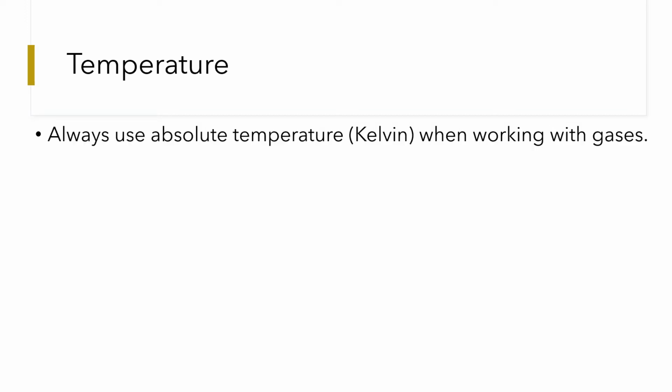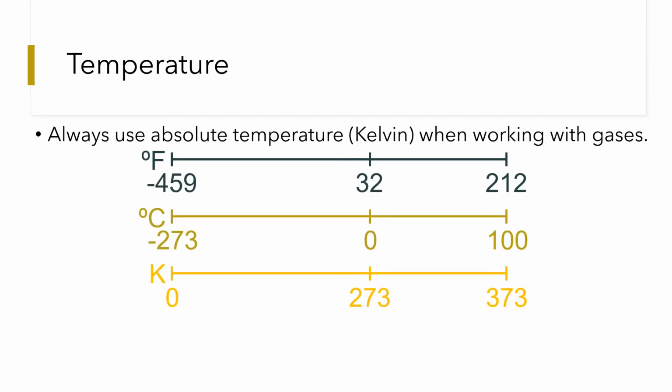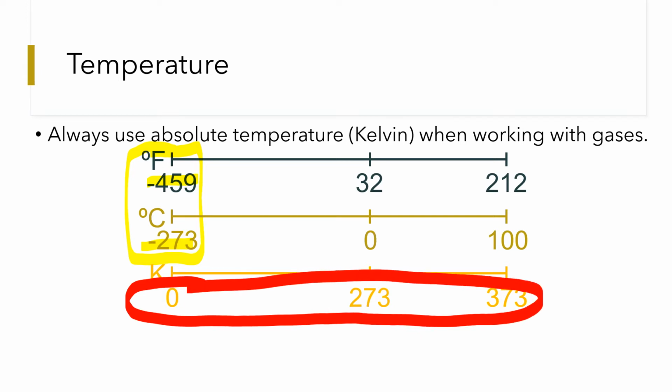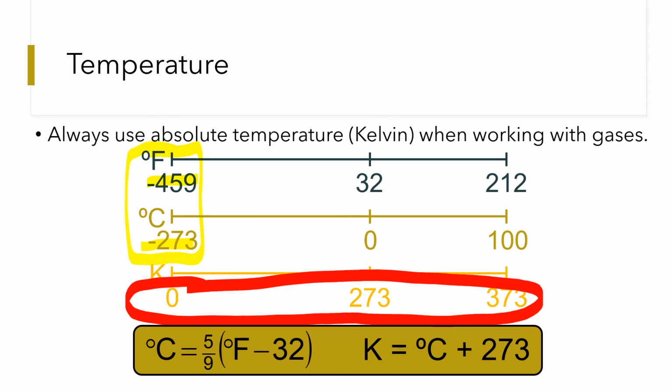Just a quick reminder, we will always use the Kelvin temperature when working with gases because if you notice over here, Fahrenheit and degrees Celsius both go negative, and I can't have negative numbers when I apply them to the combined gas law or the ideal gas law. Since I can't have negative volumes or negative pressures, we're always going to be using the Kelvin scale. Goes from 0 to 373. Just a reminder, we always add 273 to our temperature, degrees Celsius, in order to get Kelvin.